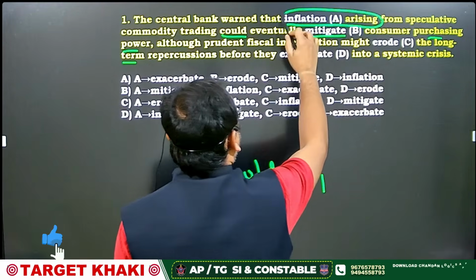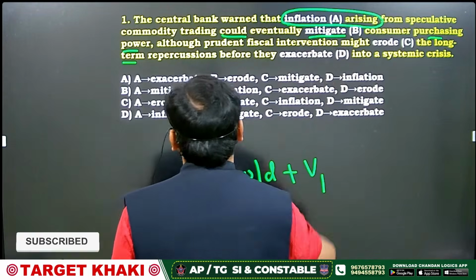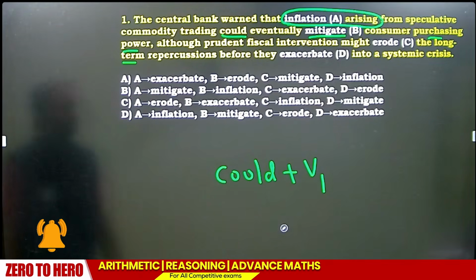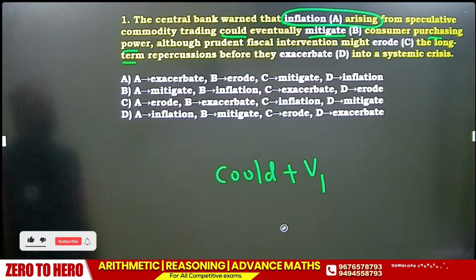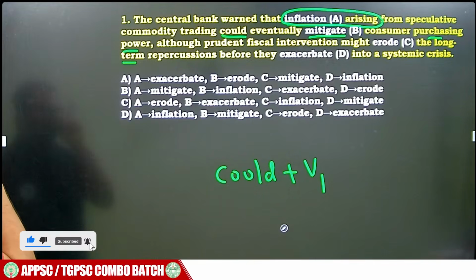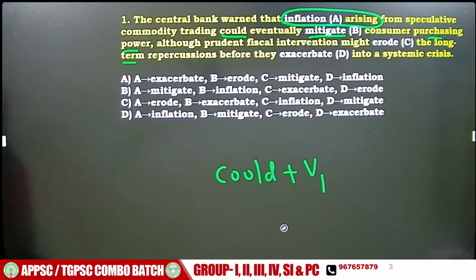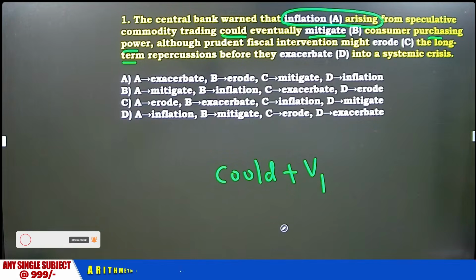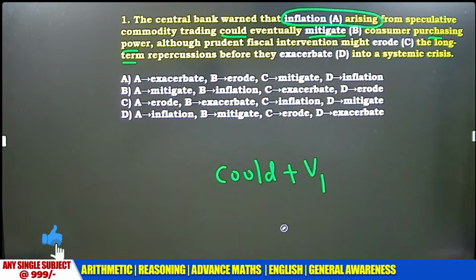Inflation arising from, A is in the A position only. So when A and B are in the right position, my dear friends, then what could be the right sequence? Yes, I am waiting for your answer.